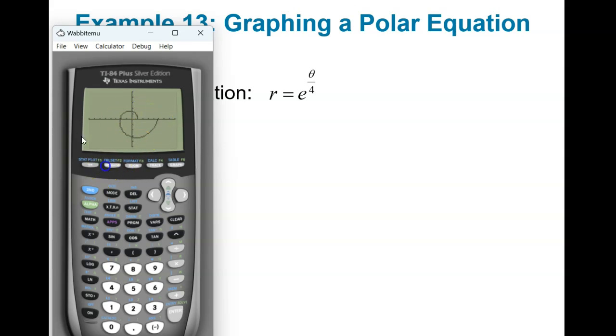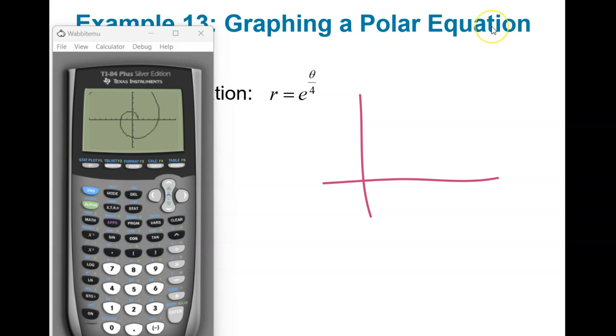But if I kept going, if I did 4 pi as my max instead of 2 pi and graph this, it's going to spiral and go around again, and the spiral gets bigger and bigger as we make our way out. So this is a spiral because the radius is exponential. Exponential means it grows exponentially. If you recall, the exponential function starts off really small and then it takes off and gets larger and larger and larger.